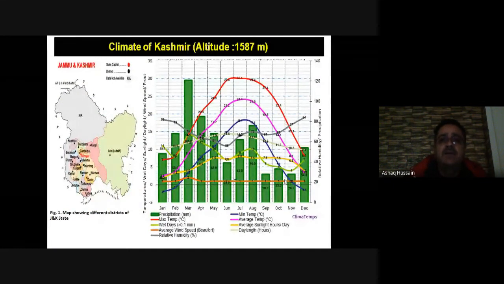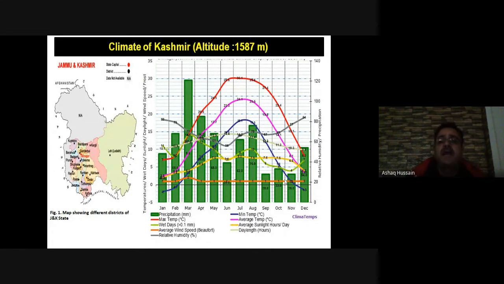The average altitude of the plain is 1587 meters. When we move from winter towards the summer, the average temperature day and night during December and January may be around -2 or -3. During the night, the lowest minimum temperatures may even go sometimes to -10. But when we move towards the summer, the temperature during June and July may touch 30 degrees Celsius, or even sometimes 32 or 34 degrees Celsius, and the night temperature during that time may be around 18 or 19 degrees Celsius. So essentially, we are a cold temperate region.